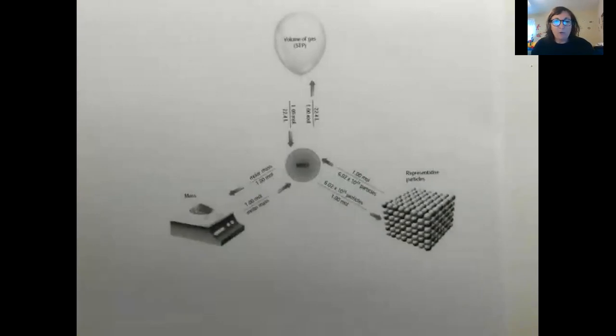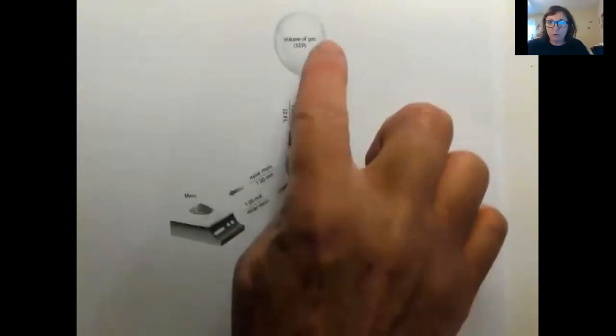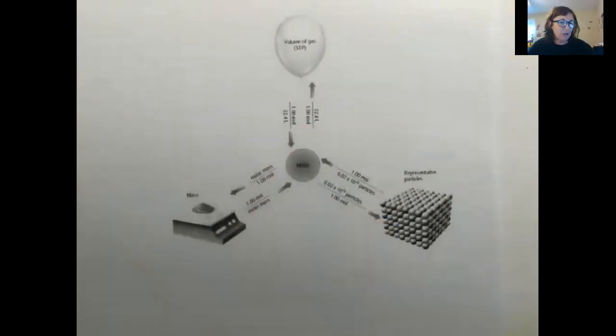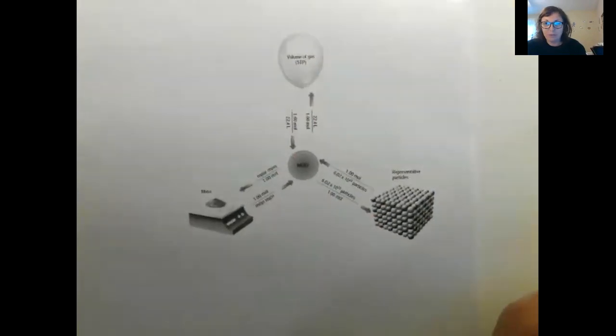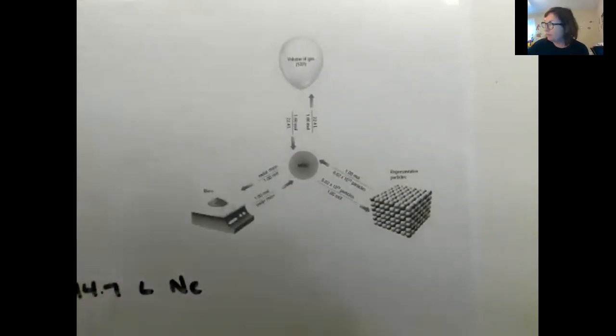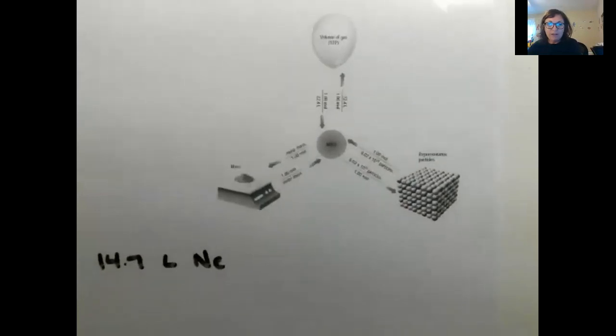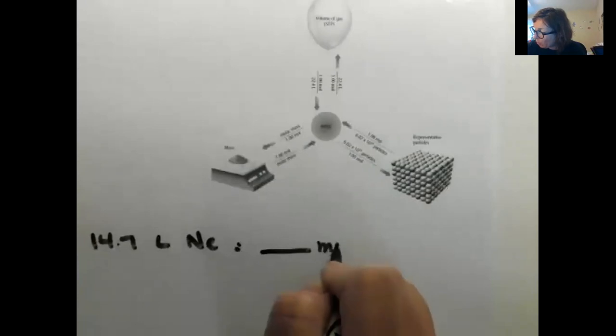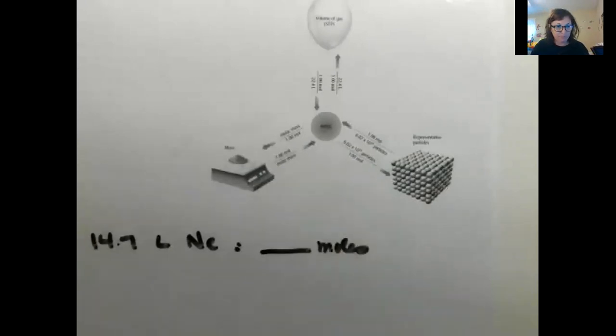So we're going to go from volume to moles and moles to volume using these two equivalent statements right there. So let's say I've got 14.7 liters of neon gas. Let me get me out of the way. Okay, so I got 14.7 liters of neon gas. I want to know how many moles that will be.